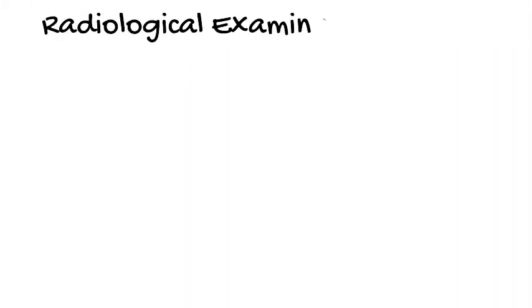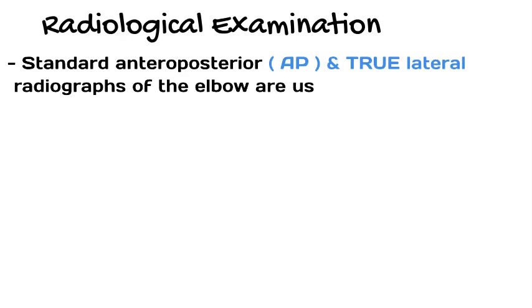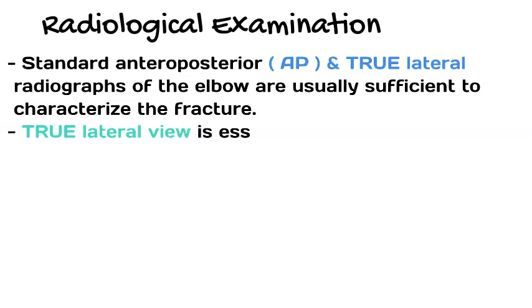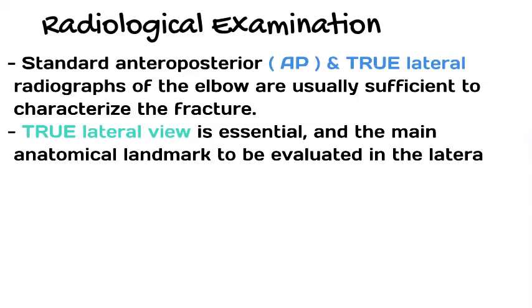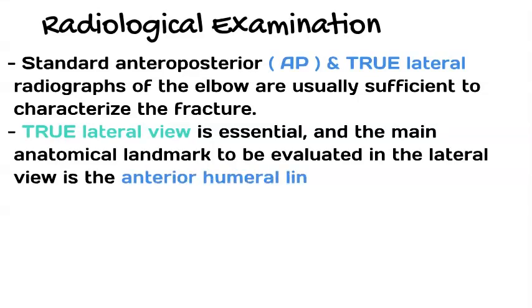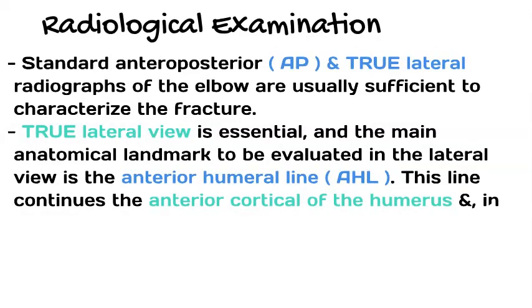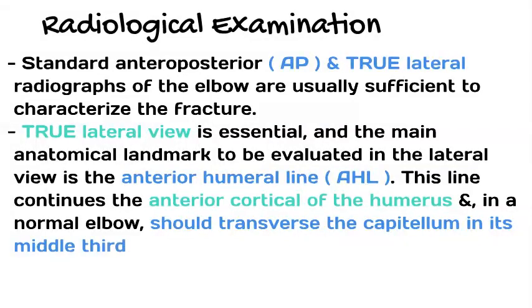For radiological examination, standard anteroposterior, AP, and true lateral radiographs of the elbow are usually sufficient to characterize the fracture. The true lateral view is essential, and the main anatomical landmark to be evaluated in the lateral view is the anterior humeral line, AHL. This line continues the anterior cortex of the humerus and in a normal elbow should traverse the capitulum in its middle third.